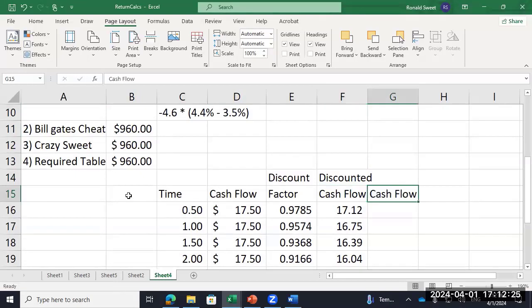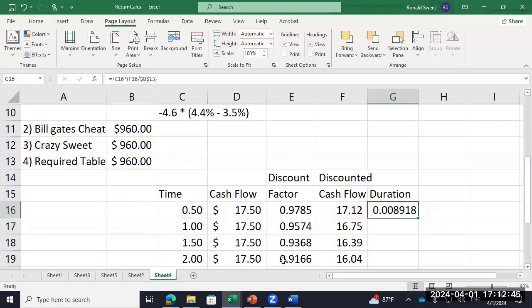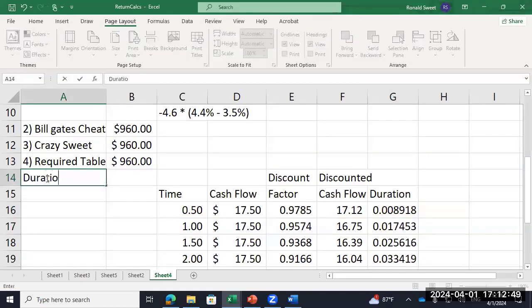The last thing, we got time. This is the coolest part. What's the duration? Everybody remember the definition of duration? The weighted average time to maturity using the discounted cash flows as weights. The first cash flow is half a year out times its present value divided by the price. What is the duration for this bond?